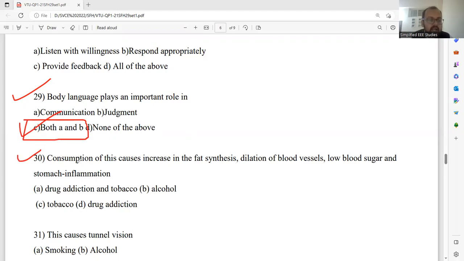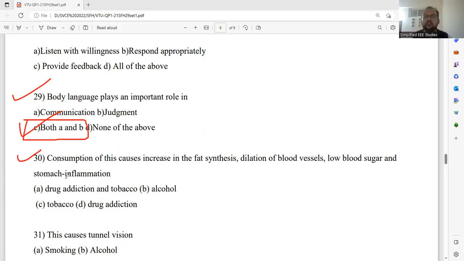Question number 30. Consumption of this causes increase in fat synthesis, dilation of blood vessels, low blood sugar, and stomach inflammation, which could be the right answer? Question number 30: drug addiction and tobacco. Of course, that is the correct answer. In addition to that, read all the questions. Don't take a decision immediately. Before taking a decision, please read the entire options.